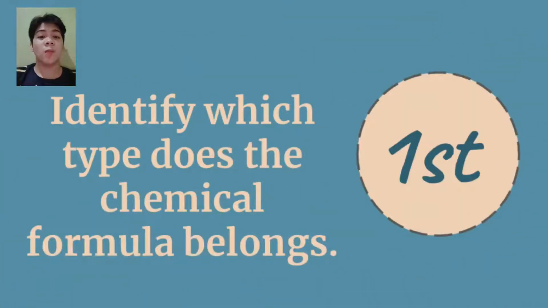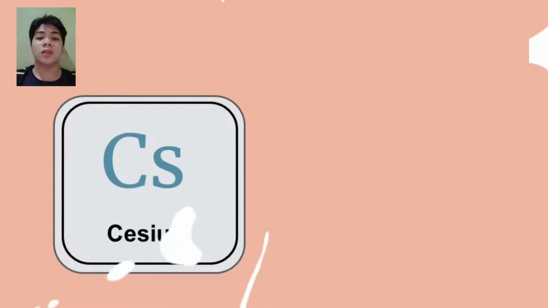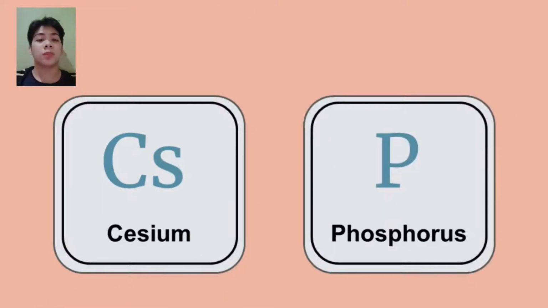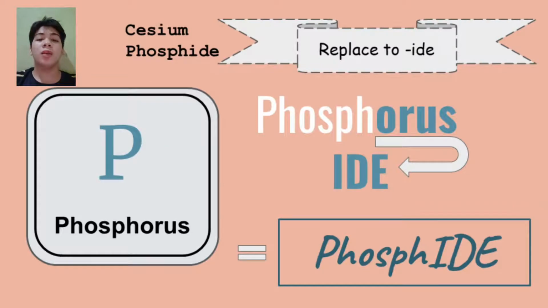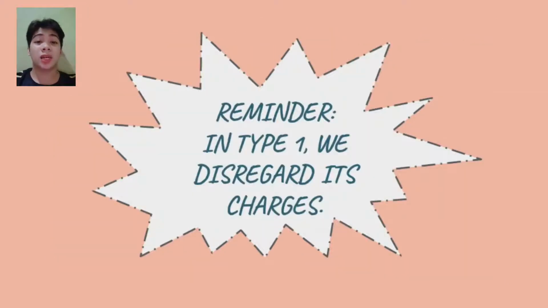Cs3P. So step 1 is to identify which type the chemical formula belongs to. Step 2, find the name of the element in the table. The elements we have are Cs for cesium and P for phosphorus. After identifying the elements, all you have to do is take the root word of the last element and add IDE. So phosphorus will be phosphide. If you combine the two of them, it will be cesium phosphide. Another reminder: in type 1, we disregard its charges.